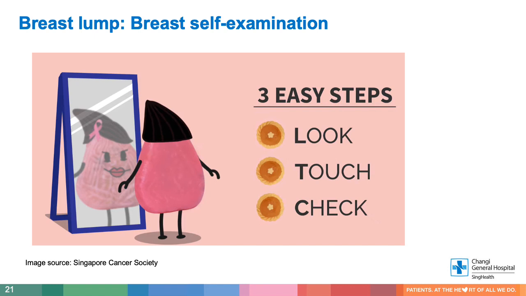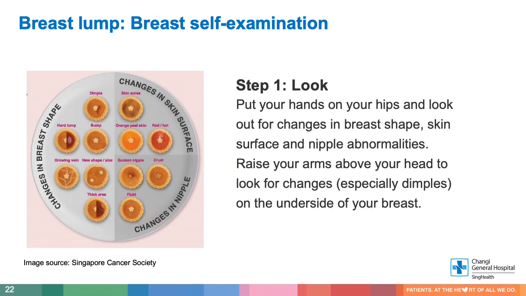So this is a breast self-examination guide that I took from the Singapore Cancer Society. It is actually just 3 easy steps, what is known as look, touch, and check. So for step 1, to look, what to look out for. Firstly, put your hands on your hips and look out for changes in number 1, the breast shape.